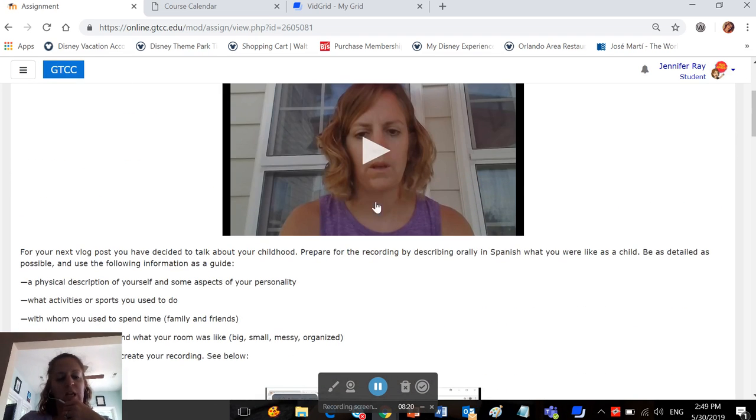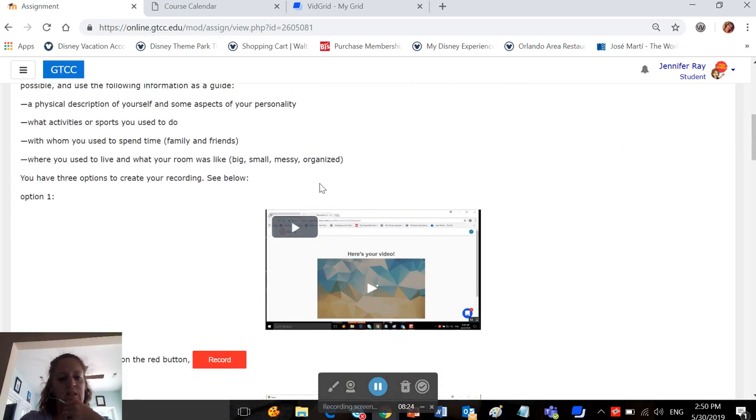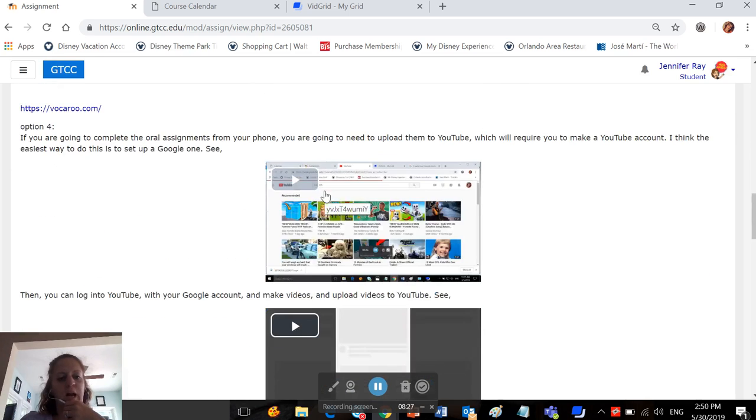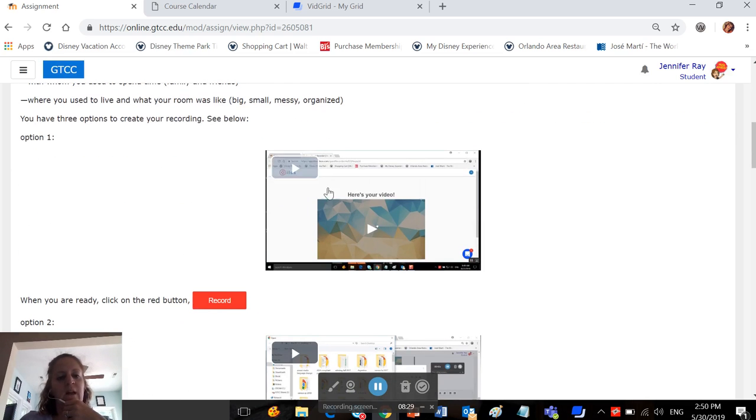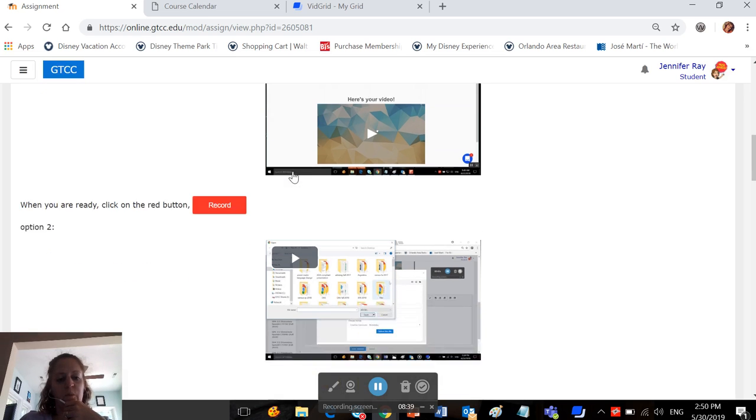This just goes over the information, but you've already written it out, so you probably don't need to watch that at this point. But I've given you 4 options for how to make a recording. Option 1 is doing VidGrid, which is what I'm using right now. You'd essentially hit this record button and make your recording and then paste your URL in the submission, but this will walk you through how to do it more in depth.